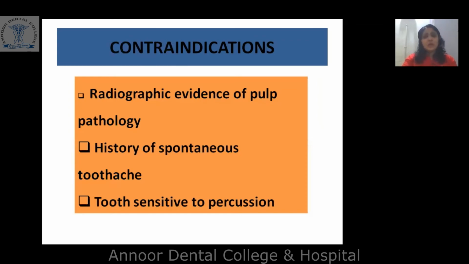But there are certain contraindications too. If there is radiographic evidence of pulpal pathology, if the patient has a history of spontaneous toothache, and if the tooth is sensitive to percussion, never go for an indirect pulp capping. In these conditions, you will have to proceed with a root canal treatment.